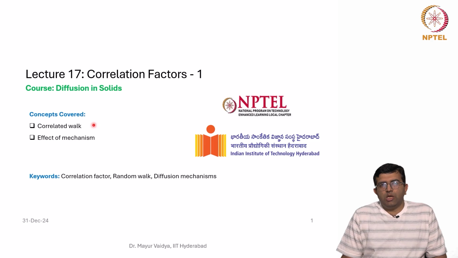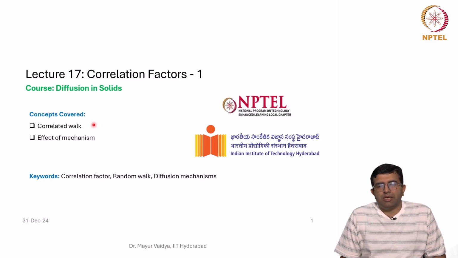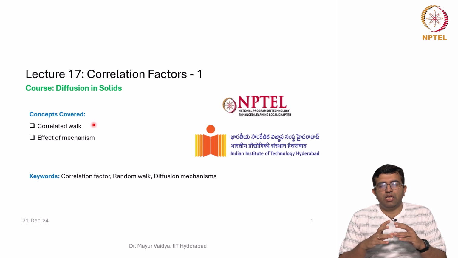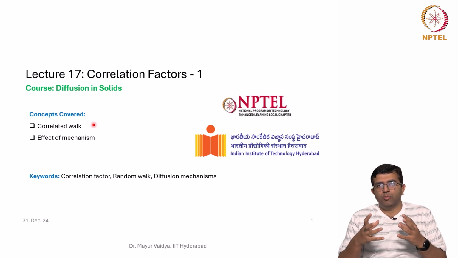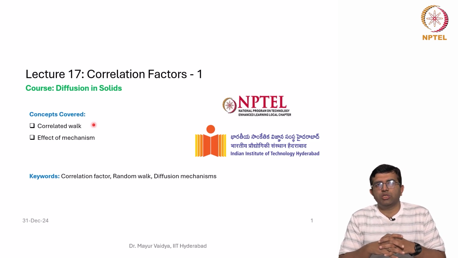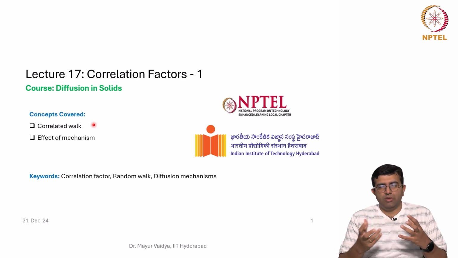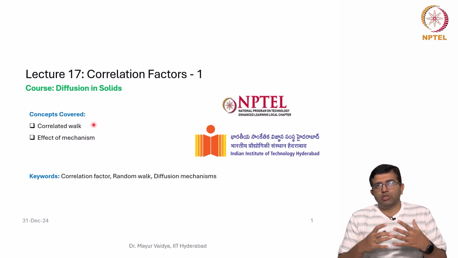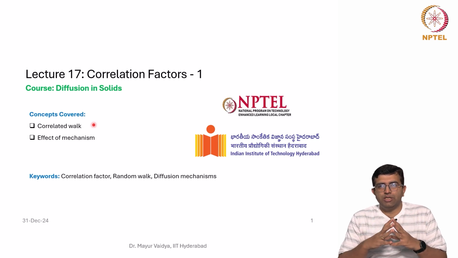Last class we talked about the atomic mechanisms of diffusion. So, how actually diffusion is taking place inside a crystal, what are the atomic movements, characteristics and so on. And towards the end we briefly introduced what is known as the correlation factor, which means that the motion of an atom inside a solid is not truly random motion. There is some kind of a correlation that exists.